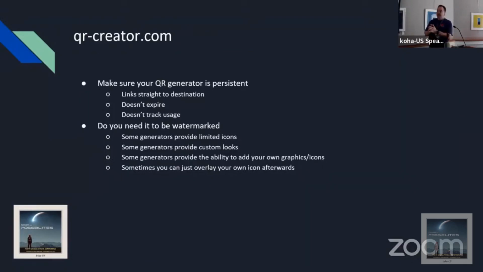So as I said, make sure that your QR generator is persistent. You want to make sure that it links straight to the destination, that the codes don't expire, and that they don't track usage. Unless you want to track usage of a QR code, and there are times that I wonder, are my QR codes being used? If you have some way of doing that outside of the QR code creator, that's probably a better way than doing it within the creator.